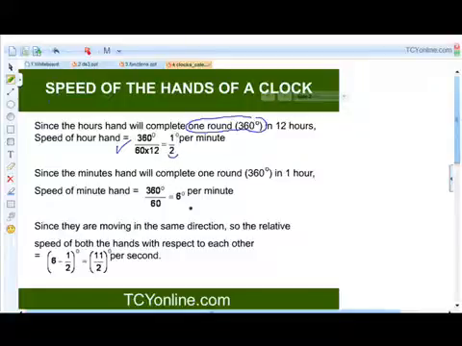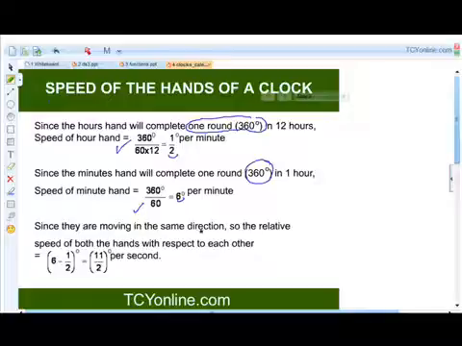Since the minute hand will complete one round, that is 360 degrees, in 1 hour, the speed of the minute hand will be 360 degrees divided by 60 minutes, that is 1 hour. On solving this, we get 6 degrees per minute. So that means a minute hand will move 6 degrees in 1 minute.